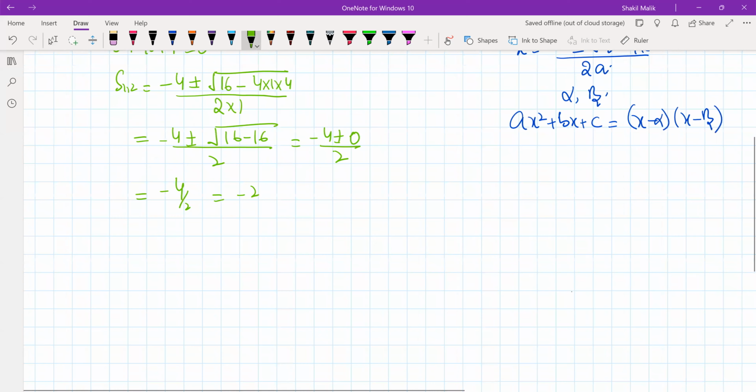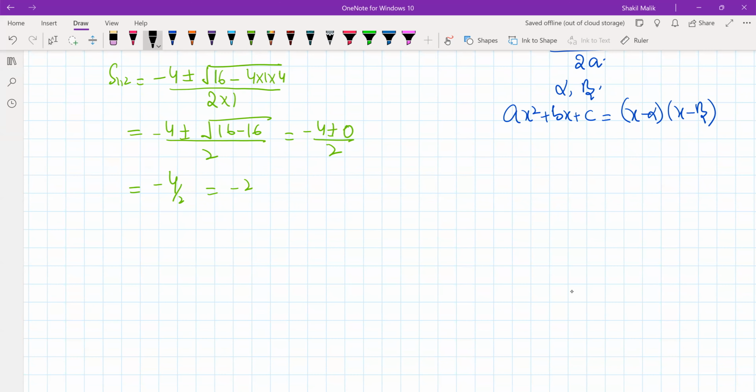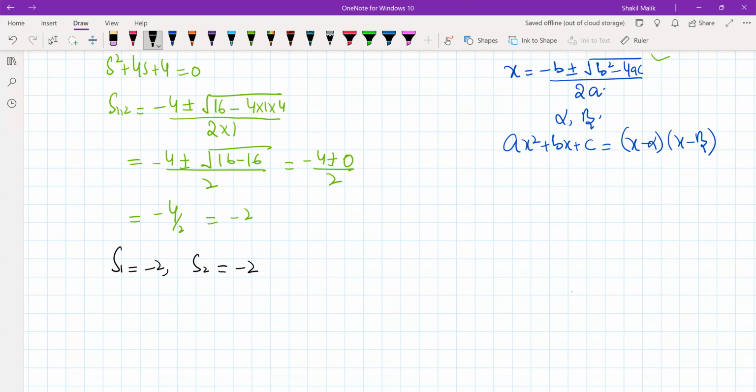That means both the roots are the same. In other words, the two roots are s1 equal to minus 2 and s2 again equal to minus 2. So the roots of this quadratic equation are the same. Then we can write s square plus 4s plus 4 as (s plus 2) and (s plus 2), which is the same as s plus 2 whole square.